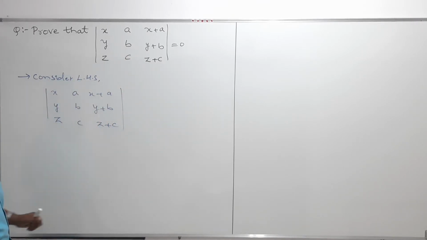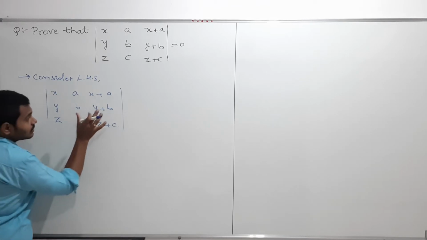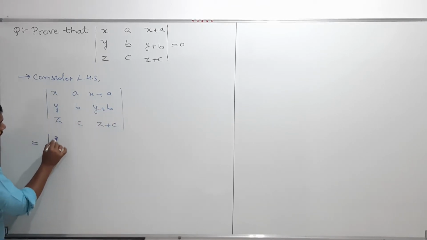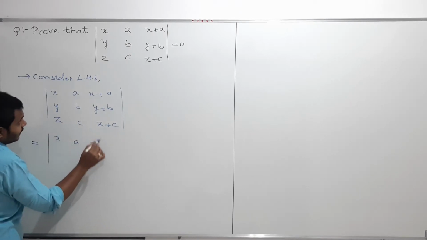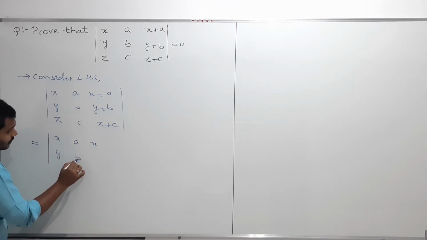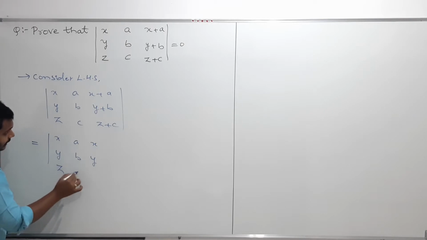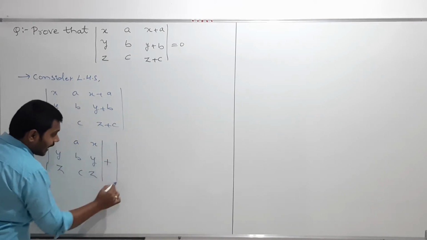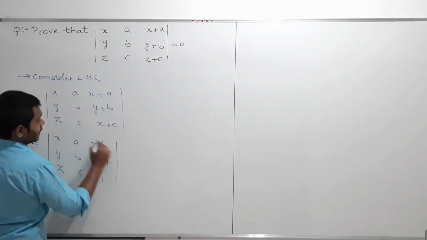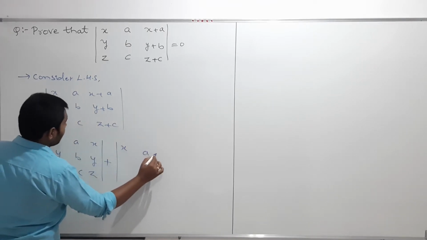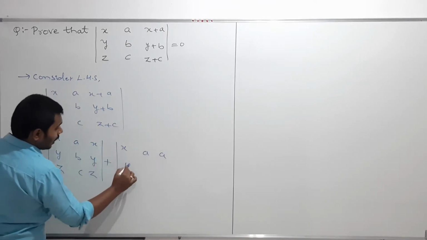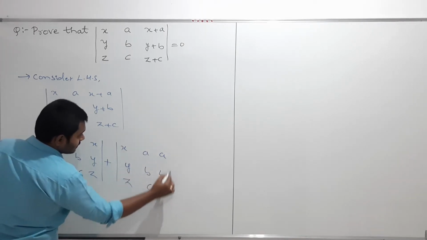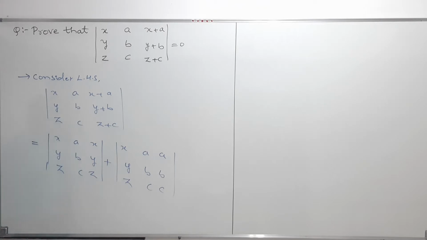Clear? Now, my dear students, I will solve this one. So this is equal to this. I write here the determinant with columns x, y, z then a, b, c then x, y, z, like this. Plus, another determinant I am going to write, that is with columns x, y, z then a, b, c then b, c.